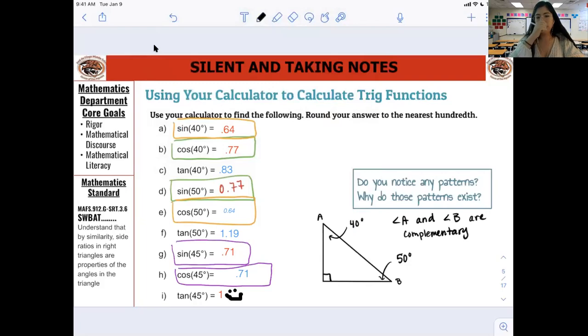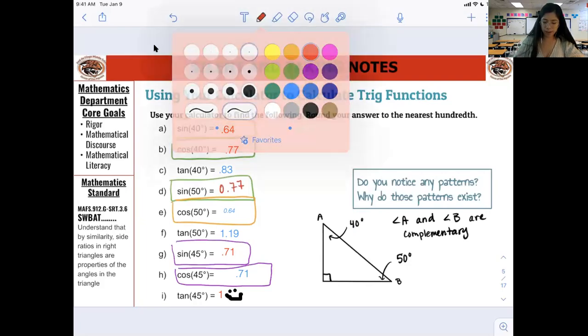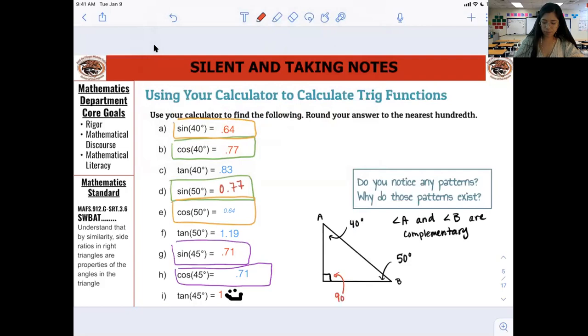They are complementary because since you already have a 90-degree angle, with all right triangles, every right triangle, no matter what, since one of those angles is already 90, the other two have to add up to 90. They are complementary. So 40 and 50 are complementary numbers because they add up to 90. And what happens is complementary angles, the cosine of one is going to be the sine of the other one. The sine of one is going to be the cosine of the other one.